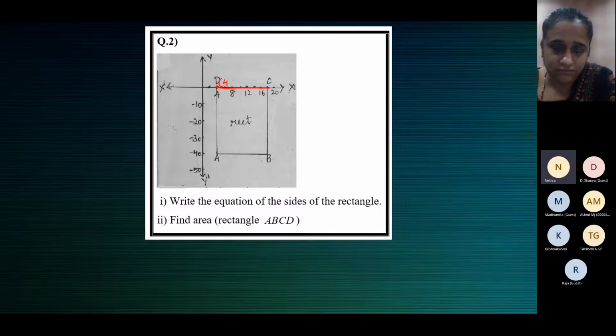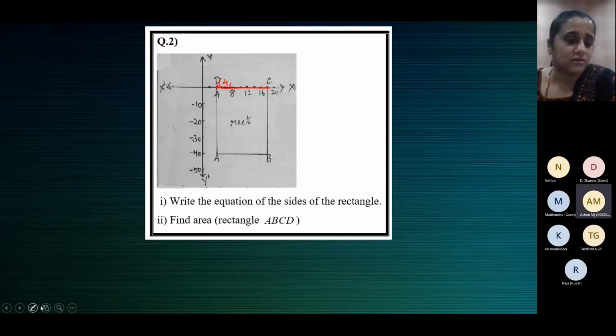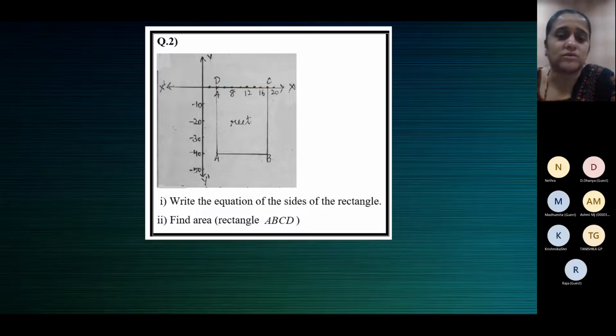4, 0. No, darling, this one. 4, 0. So Netra, this is 4, 0. What about this point, Netra? What are the coordinates of this point? 8, 0. Yeah. What about the coordinates of this point? 14, 0. So Netra, what do you observe?